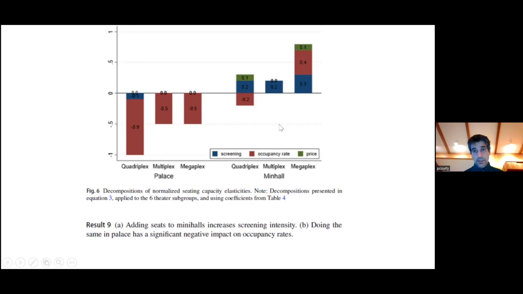However, if you have fewer than 124 seats, you're going to be able to have more screening. You remember here we said it was constant returns to scale, and that's why here, for example in quadruplex, the whole thing cancels out, but you still have this effect. So you're going to have a negative effect on occupancy rate, but a positive effect of you can have more screening. So there's a little effect here.